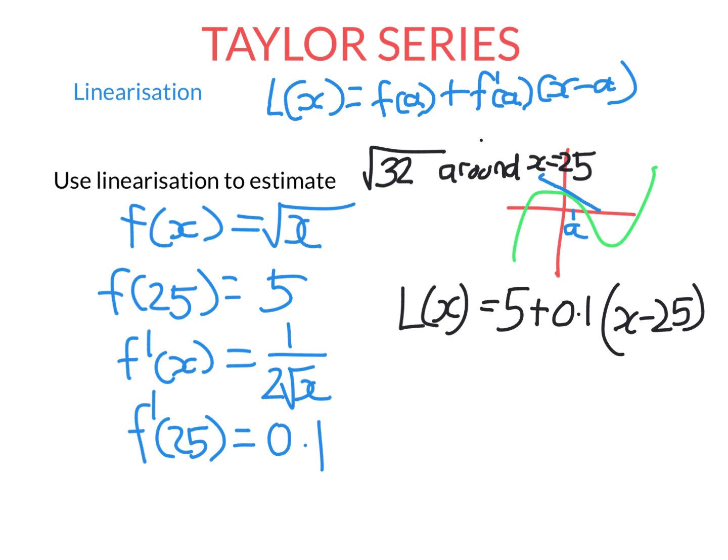Well, what we're going to do is now just simply substitute in 32. So the estimation we get is 5 plus 0.1 times (32 minus 25), which is 7. So the approximation we get is about 5.7. That's actually not bad. Root 32 is about 5.66. Obviously, the further away this value was from this value, the worse the approximation's going to get. But here, we approximated root x with a linear function.